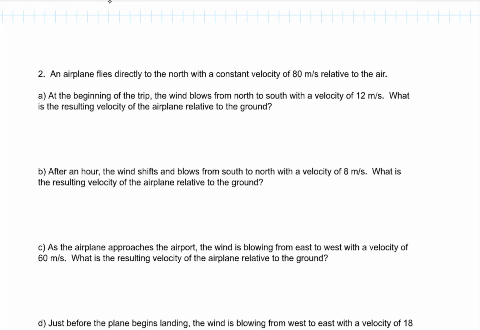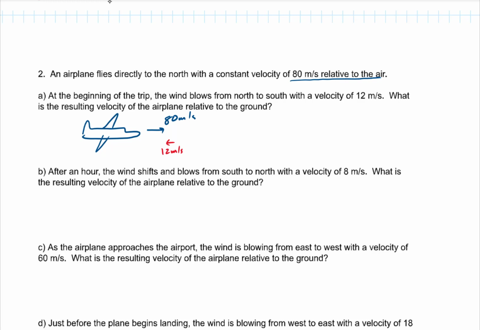So we have an airplane that's flying with a velocity of 80 meters per second relative to the air. So the airplane is flying to the north at 80 meters per second with the air. And I know that the wind is blowing to the south with a velocity of 12 meters per second.